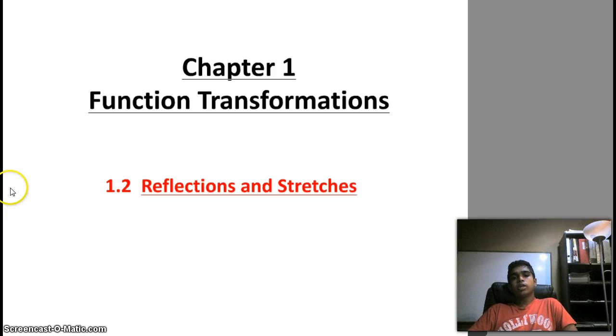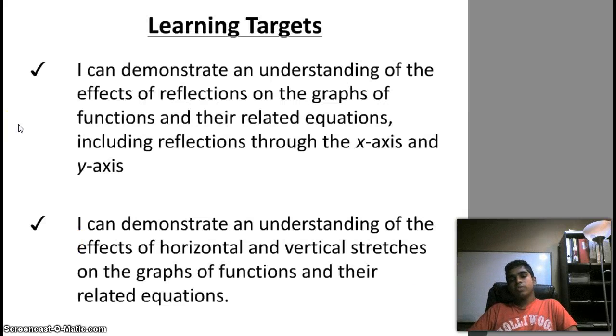For Lesson 1.2, we're going to be learning about the effects of reflections and stretches for graphs. There are only two main learning targets for this section. You want to know the two main reflections from graphs, the reflection over the x-axis and the y-axis. And you want to know the effect of a horizontal or a vertical stretch that occurs on your original graph.